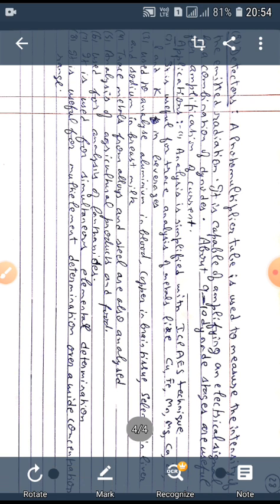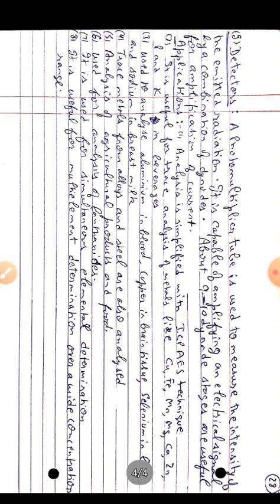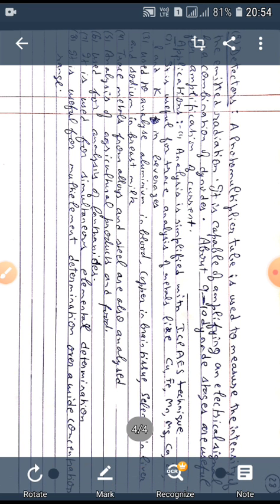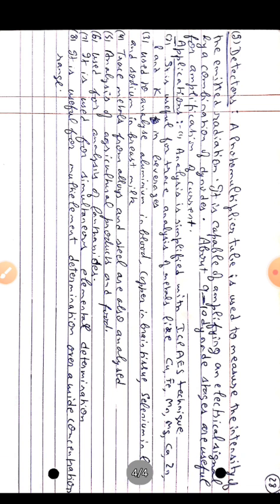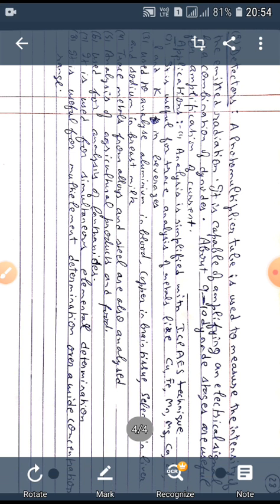Applications of ICP. First, analysis is very much simplified with the ICP AES technique. This technique is useful for trace analysis of metals like copper, iron, manganese, magnesium, calcium, zinc, potassium, and phosphorus in beverages. ICP is used to analyze aluminium in blood, copper in brain tissue, selenium in liver, and sodium in breast milk.